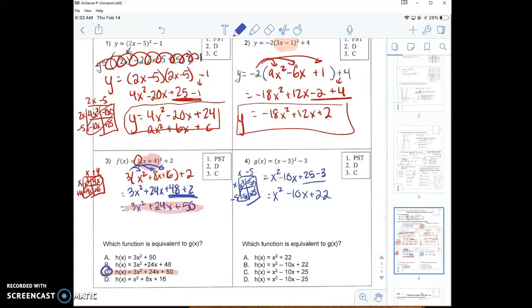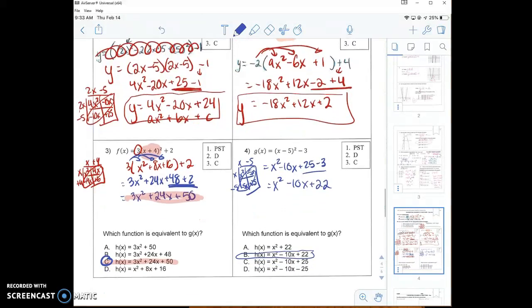I look for my answer choice that matches. And I get choice B, x squared minus 10x plus 22. This is the end of Notes 13-3.